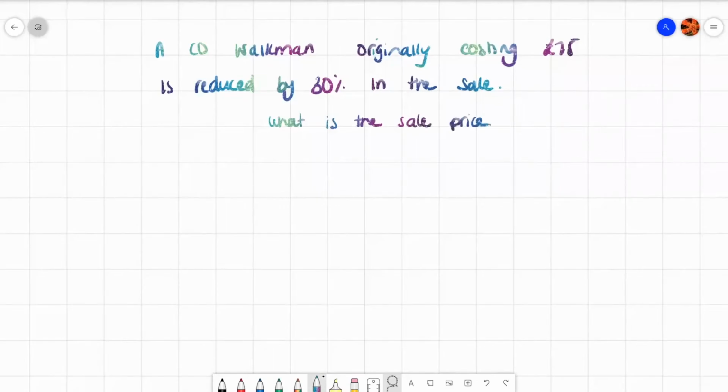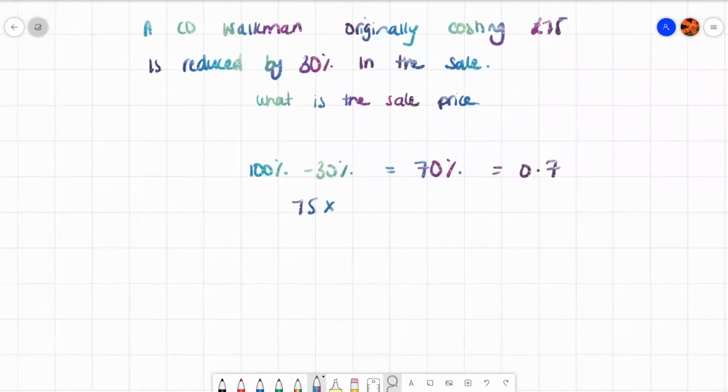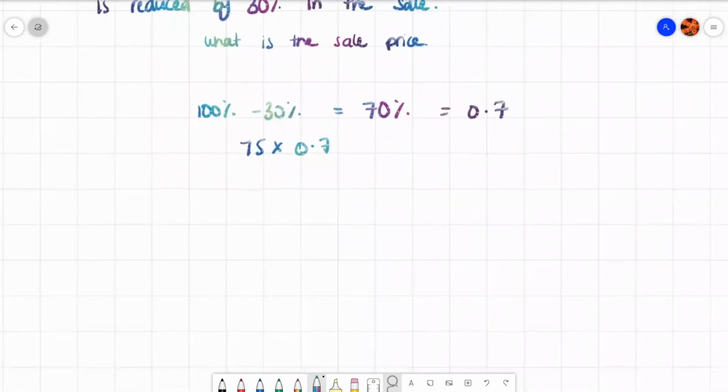Okay, so let's use the multiplier method. So my original number, which is 100%, is being reduced by 30%. So I subtract 30%. So it's worth 70%. 70% as a decimal is 0.7. So I'm going to do 75 times 0.7. Okay. So again, on your calculator straight away, or you could just do 0.7 times 75.